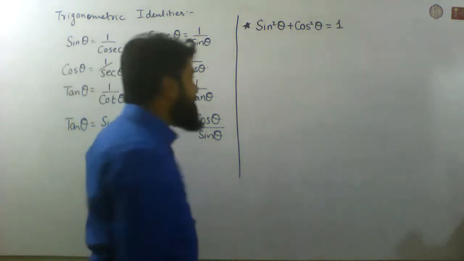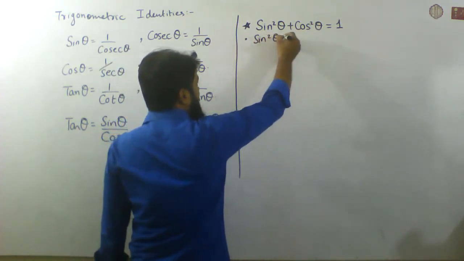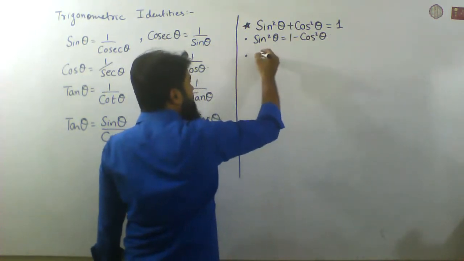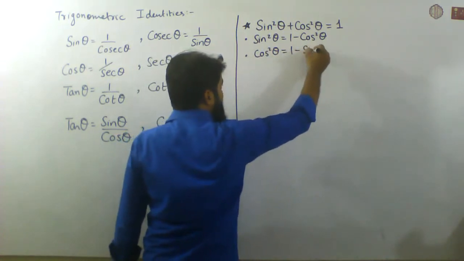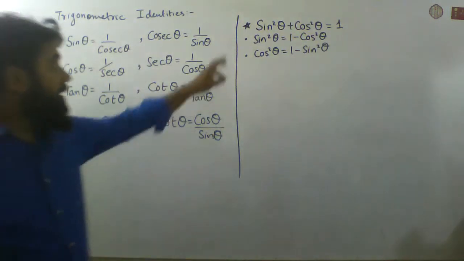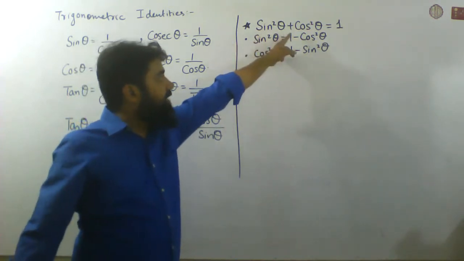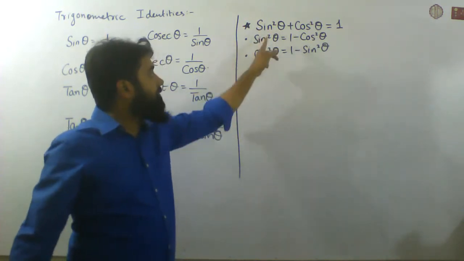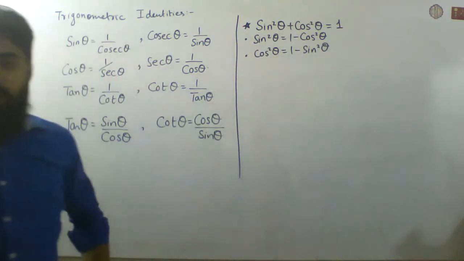And what are the different variations you can have over here? You can have sin square theta equals 1 minus cos square theta, or cos square theta equals 1 minus sin square theta. That can also be a variation. For the other variation, I have shifted cos square to the other side, giving 1 minus cos square, and in the same way I kept cos square on the left side and shifted sin square to the right side.